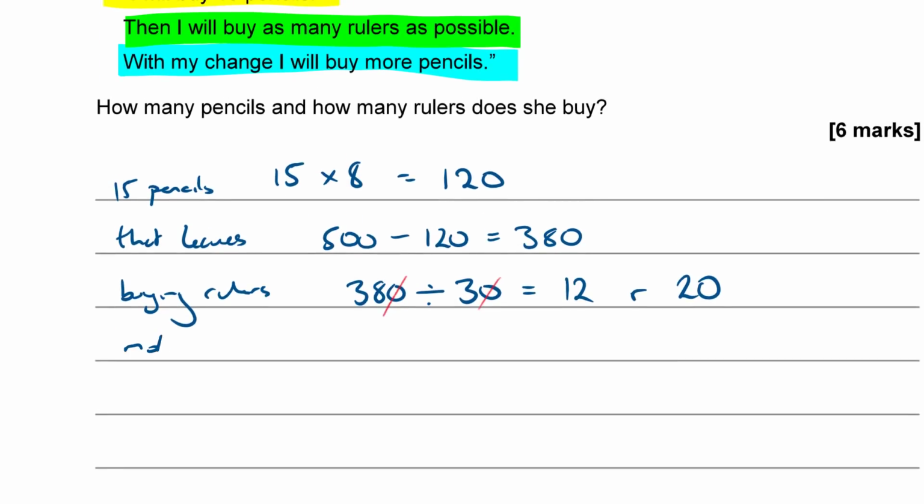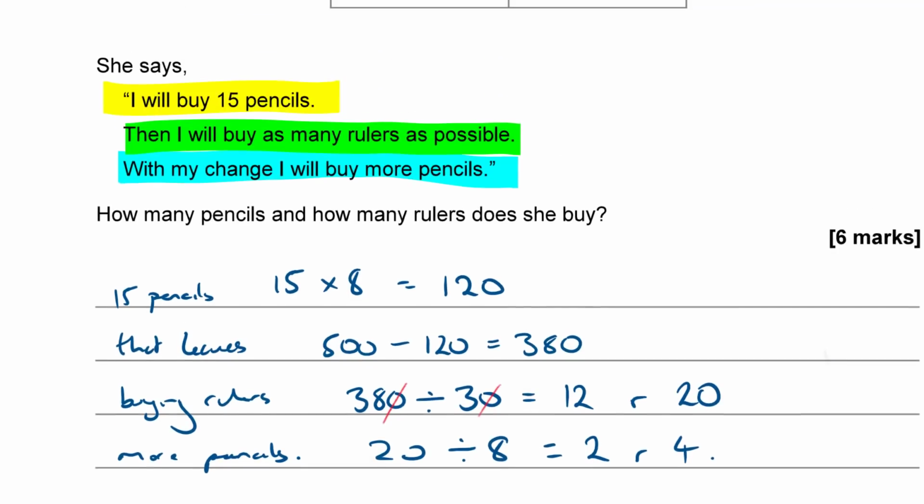So how many more pencils can she buy now then? So she's got 20p left, and we know that rulers cost 8p. So how many 8s fit into 20? That is 2 times remainder 4, isn't it? Because 2 8s are 16. So she's going to have 2 remainder 4.